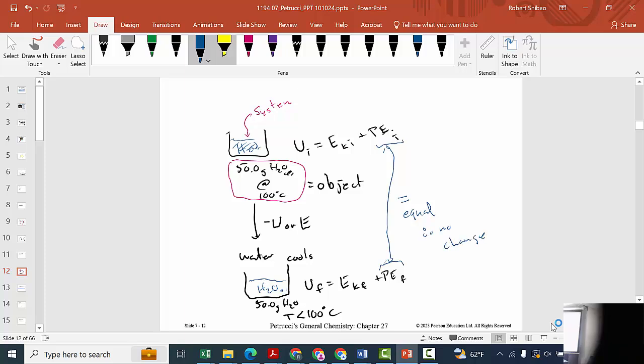So what was the change in? The change was only in kinetic energy. And what happened to the kinetic energy? If the temperature went down, the kinetic energy went down. And so the kinetic energy went down. So we lost kinetic energy. If we lose kinetic energy, then something must have gained the kinetic energy. And what gained the kinetic energy? The surroundings. The surroundings gained the kinetic energy.